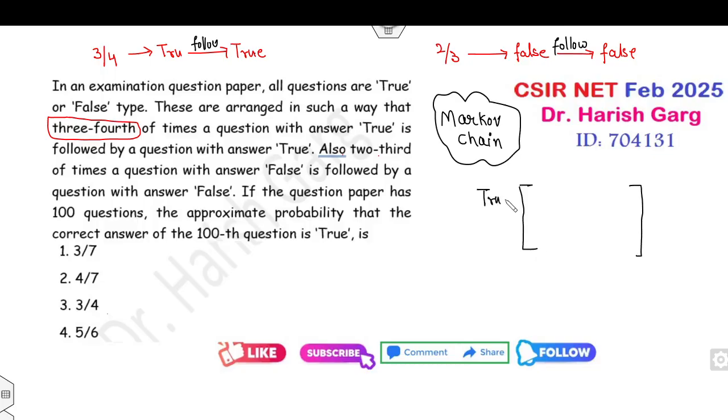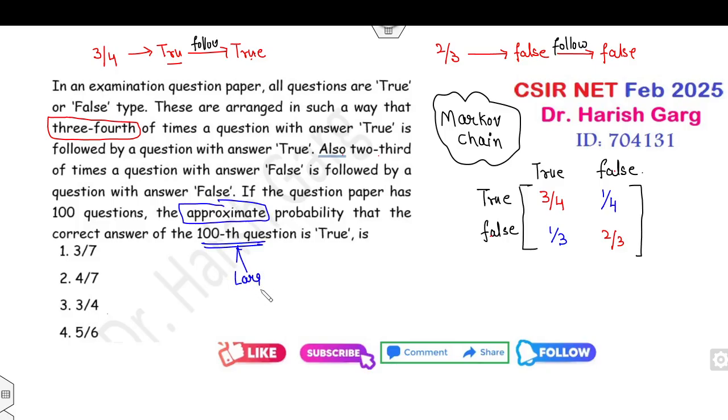So this is true, this is false, this is true, this is false. Now what is given to you? True followed by true, false followed by false. So can you find the remaining probabilities? It is 1 over 4, it is 1 over 3, and your target is to find the approximate probability of the 100th question. That is a very large number.